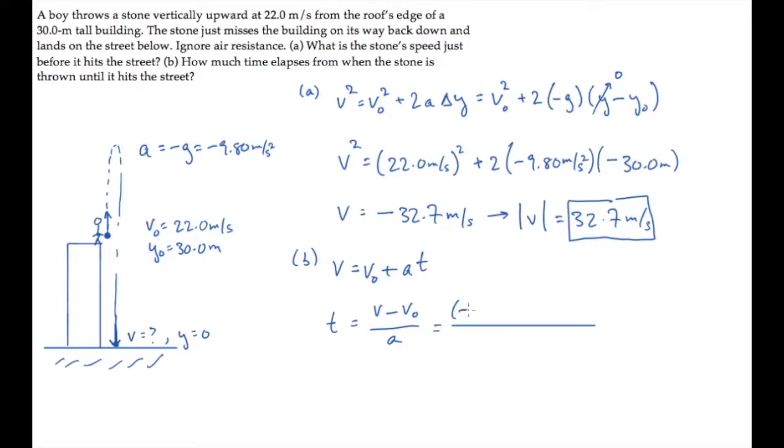And now remember that the final velocity is negative. Subtract the initial velocity and divide by the acceleration, minus 9.80 meters per second squared, to find the time is 5.58 seconds.